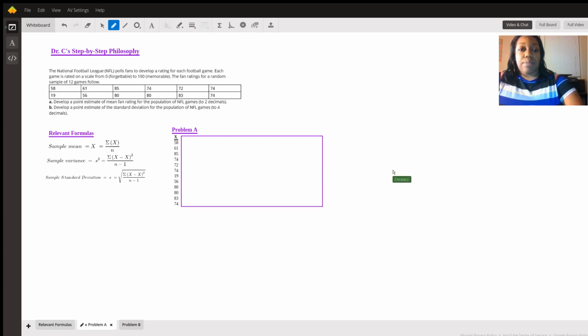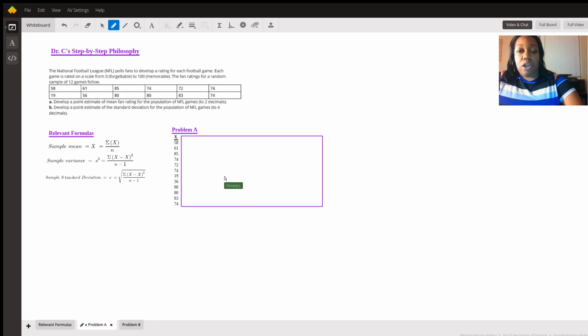So in problem A, they said to develop a point estimate of mean for the population. So what we did was we put all of the numbers together. We did not put them in order. You can do that if you would like to for this instance, but we put all the numbers together. According to the sample mean formula, we are to sum all of our scores and then divide it by the number in our sample size. Based on the prompt, we know that we have 12 as our sample size.